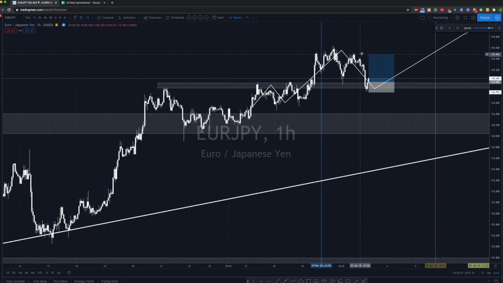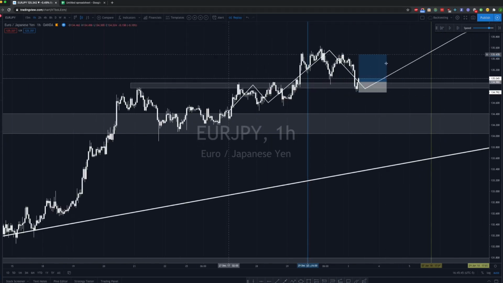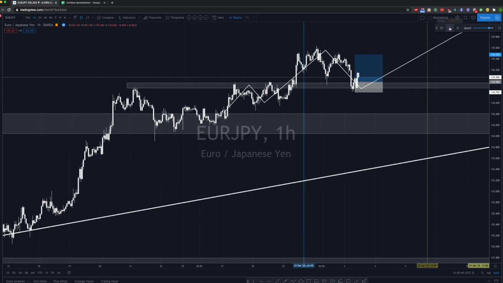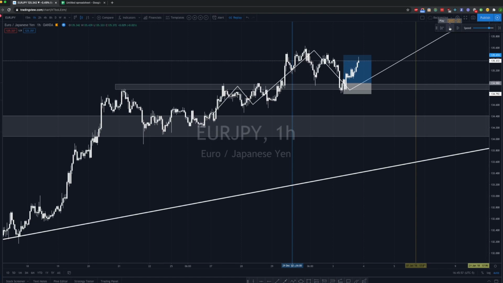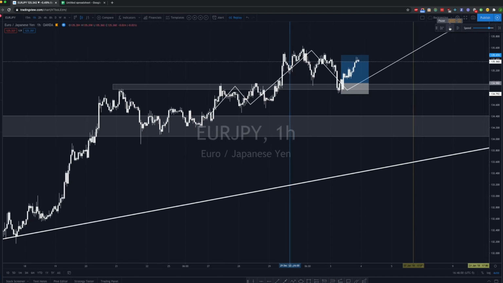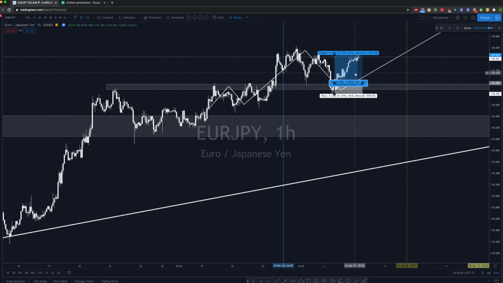So if the first target is hit, I'll take 50% of my position off, and then I'll look to see in the past for other highs to see if there's other targets I can aim for. So let's see. We took some drawdown. Then we had a nice push. All right. Okay. All right, cool. So we hit the first target, right? So at this point, I'll take some of my position off. So we had 2.63.